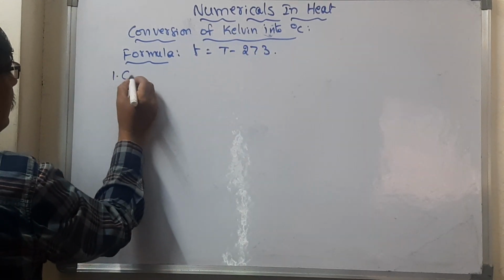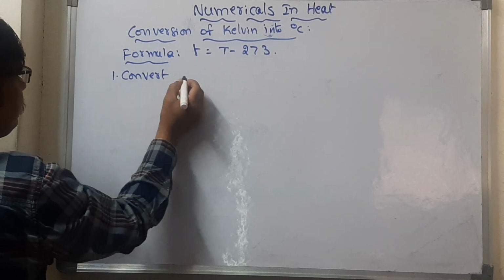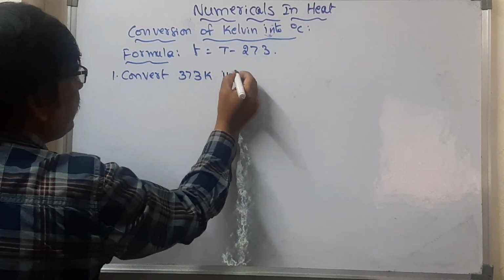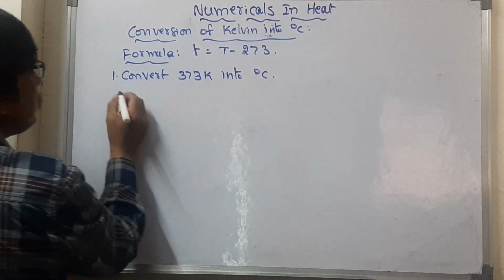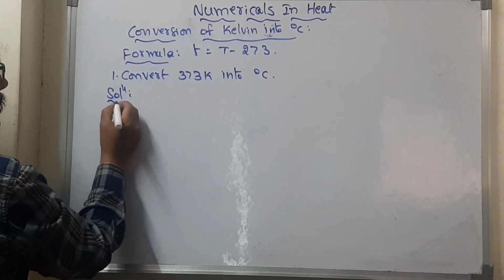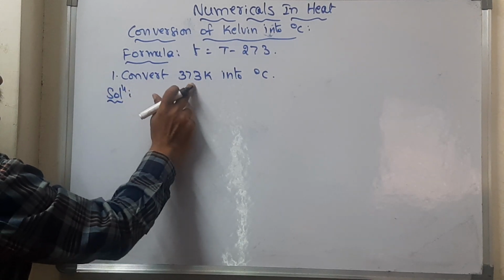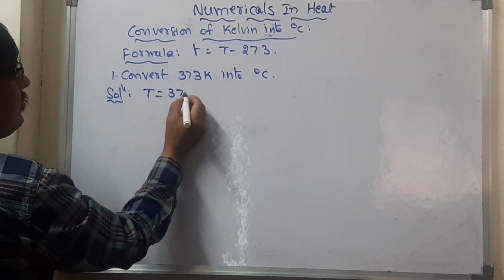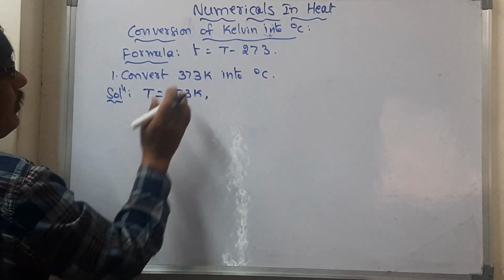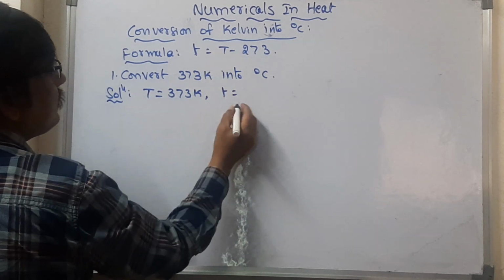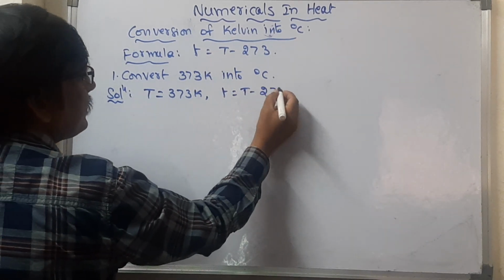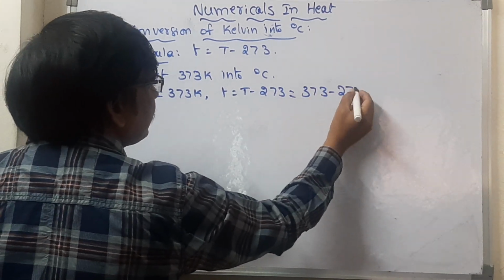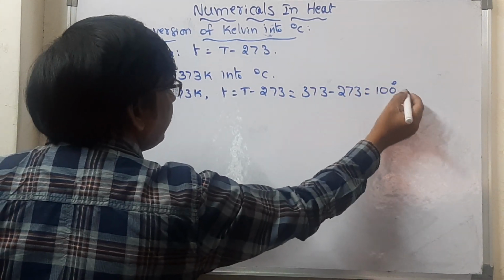So first convert 373 K into degree Celsius. So how can we solve this one? Convert 373 K. K is there, Kelvin, so this is a capital T. Capital T is equal to 373 K. Then what is the formula we have? Small t is equal to capital T minus 273. That is equal to 373 minus 273. That is equal to 100 degree C.